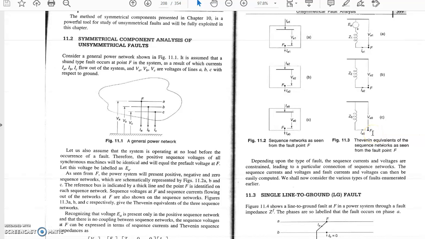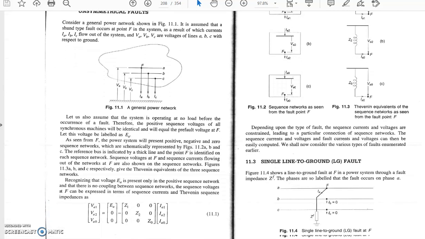There are three derivations, and generally one derivation is always asked during the university examination. First is the single line to ground fault derivation, the LG fault, then the line to line fault, and the double line to ground fault.